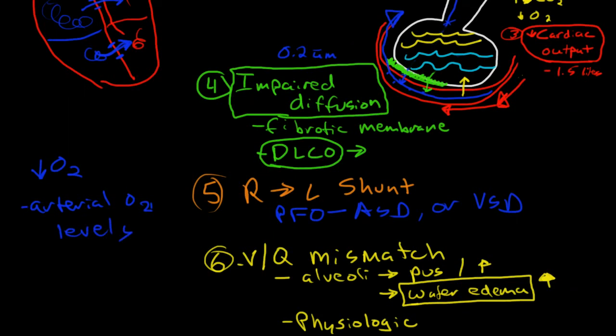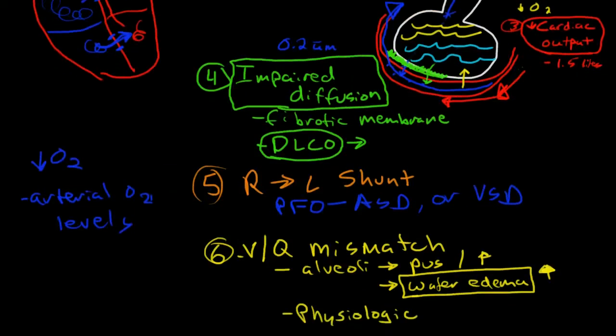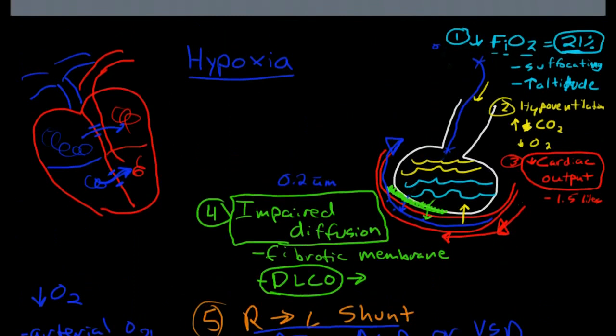Okay, so that is a brief introduction to hypoxia. Now I do want to make the point that in most acute situations, acute hypoxia is most commonly caused by a VQ mismatch. If you have a newborn baby, sometimes we will have an anatomic shunt. There are some disease conditions that can cause chronic hypoxia through impaired diffusion because of fibrosis of the membrane, and that hypoxia usually will have a mixed picture.